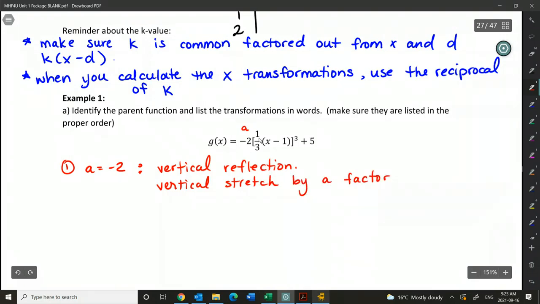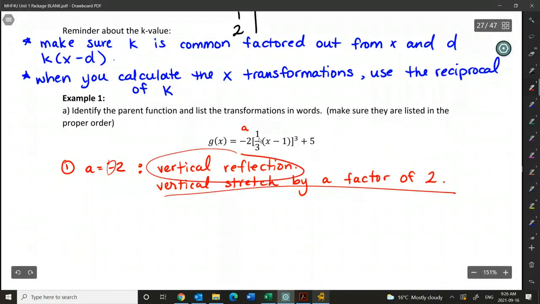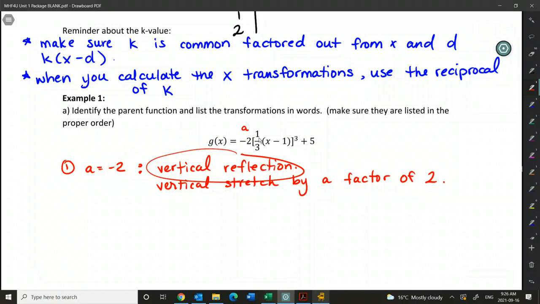Why do I not say by a factor of -2? Alicia? Yep, so the reflection part is the negative part. The stretch part is the 2 part of this. Perfect.